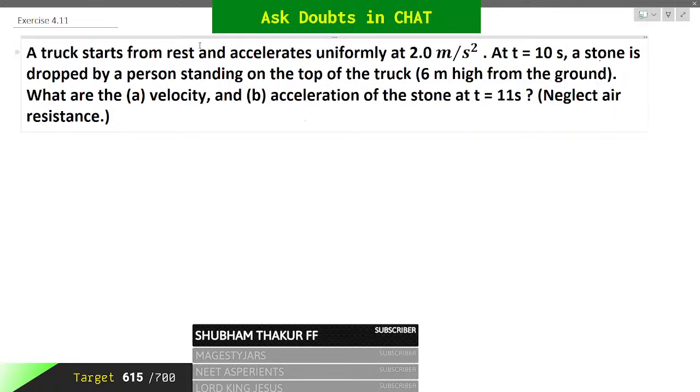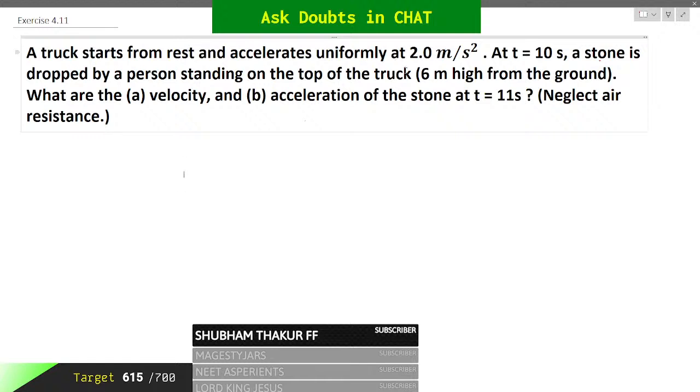A truck starts from rest and accelerates uniformly at 2 meters per second square. At time t equals 10 seconds, a stone is dropped by the person standing on the top of the truck, 6 meters high from the ground. What is the velocity and acceleration of the stone? So again the question is of the detaching body.